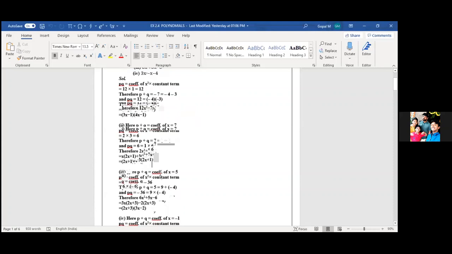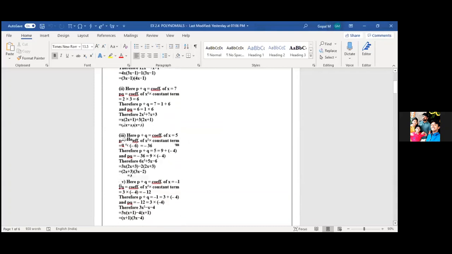Second question, 2x square plus 7x plus 3. Here you multiply the constant numbers 2 and 3. 2 threes are 6. What are the factors of 6? 6 and 1. 6 ones are 6, and 6 plus 1 is 7. So have you all got the second answer, 2x plus 1 and x plus 3? Yes, ma'am. Any doubt in the first and second question? No, ma'am. Okay.